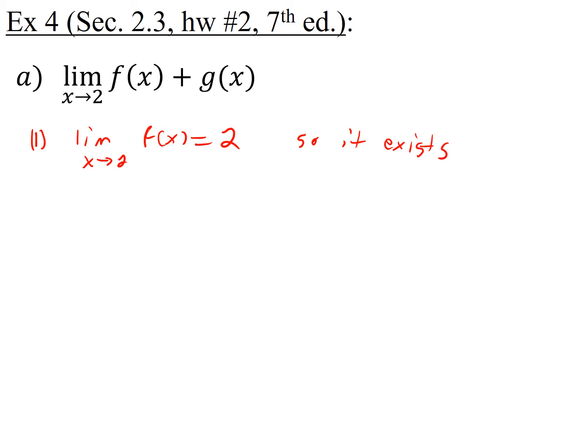Then we have to write down which other limit? Just the limit of g by itself. So we'll call this the second thing. The limit as x goes to 2 of g of x, we found was 0. So it exists.